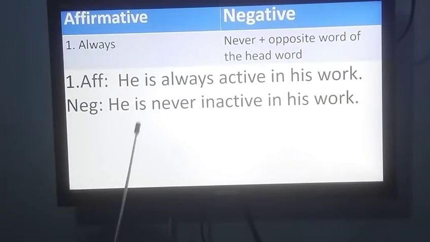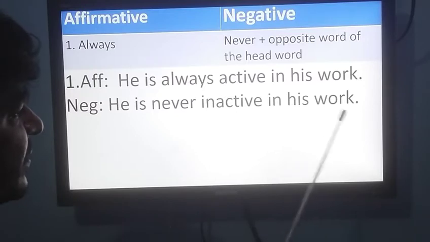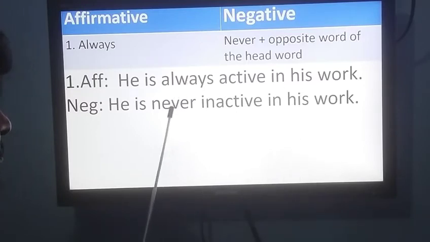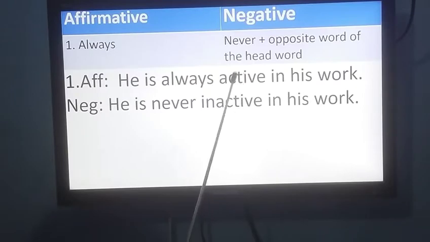Here you see an example. He is always active in his work. He is never inactive in his work. Here in place of always we have used never, then opposite word of active is inactive. Then other words of the sentence have not been changed. He is never inactive in his work.